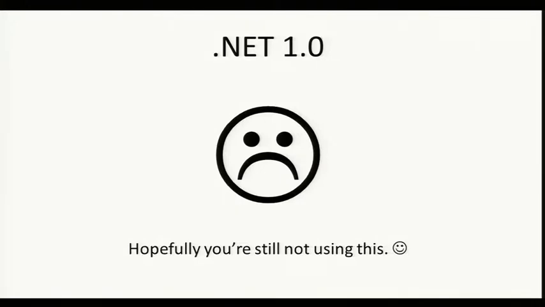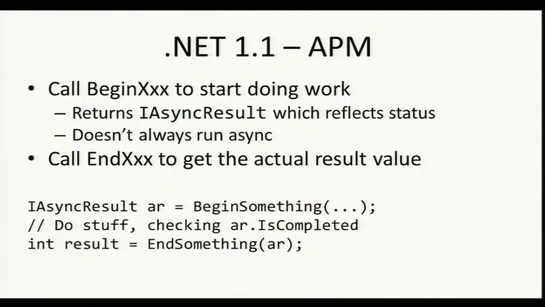So what we want to start out with today is a brief history of asynchronous programming in .NET. .NET 1.0, nothing. If you were using this about 10 years ago, one of the first requests people made when they got .NET was, what about asynchronous programming? 1.1 added this new feature called APM.